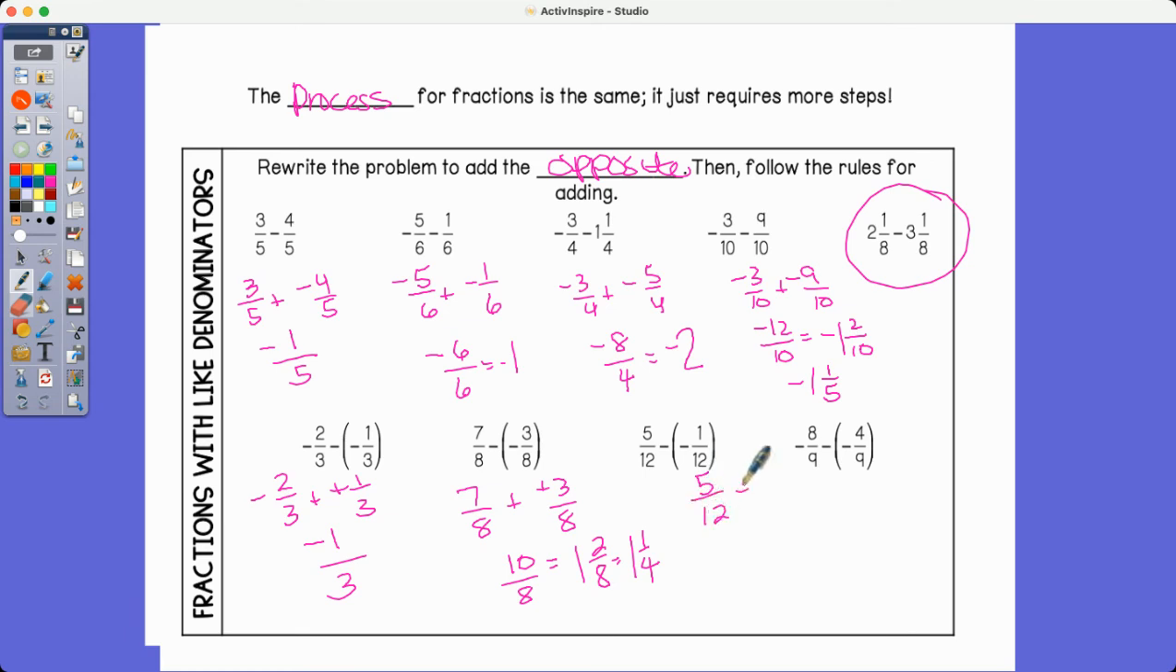5/12 minus turns into plus a 1/12. Same sign, we get 6/12, simplify, 1/2. Last one for you to try.